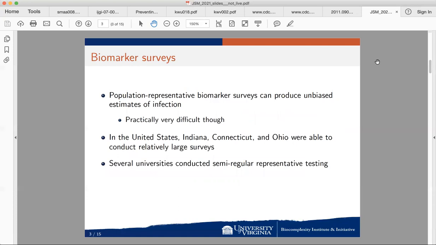One way to get unbiased estimates of prevalence is through population representative biomarker surveys. But of course, these are practically very difficult to conduct, especially in the United States, where it's very difficult to get willing participants. However, 3 states, Indiana, Connecticut, and Ohio, were able to conduct statewide surveys. And in addition, several universities conducted semi-regular representative testing.